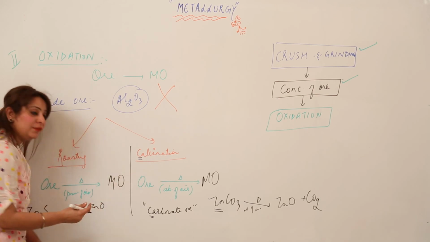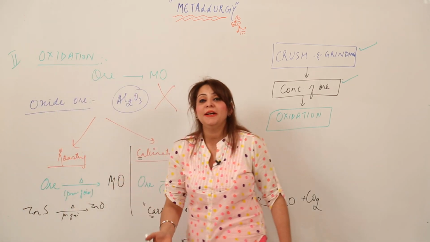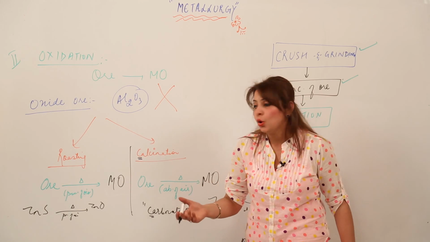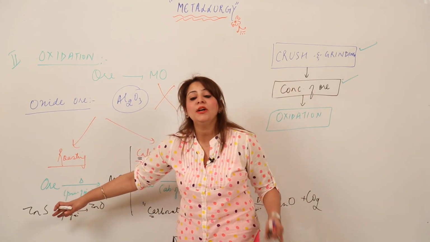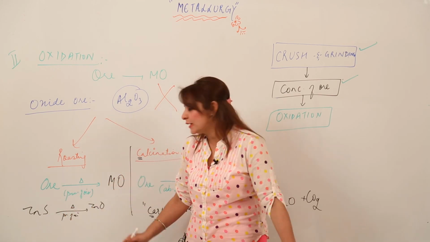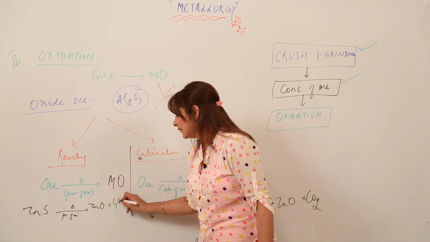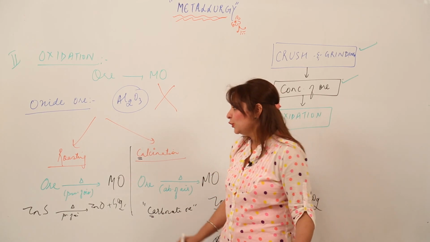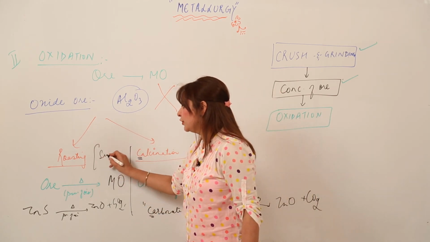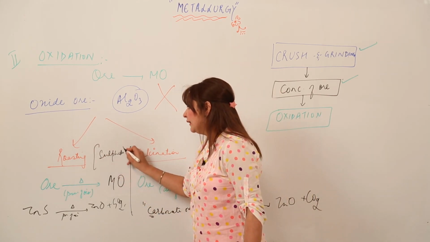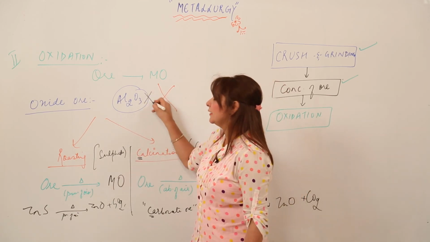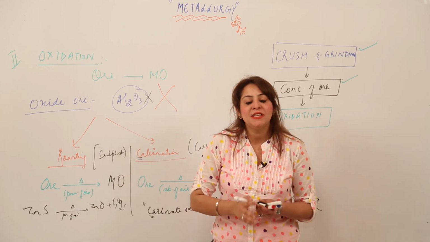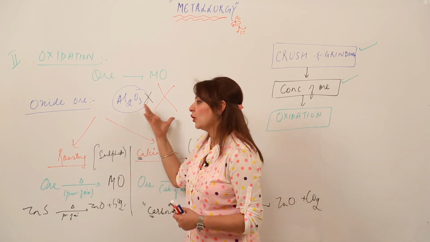So what I get, obviously, is a metal oxide. The metal oxide is going to be ZnO. And what kind of gas do you get when you burn this sulfide ore? Obviously we'll get SO2. So you should know that roasting is done for sulfide ores and calcination is done for carbonate ores, and for oxide ore this method is not employed, because the metal is already present in the oxide form.